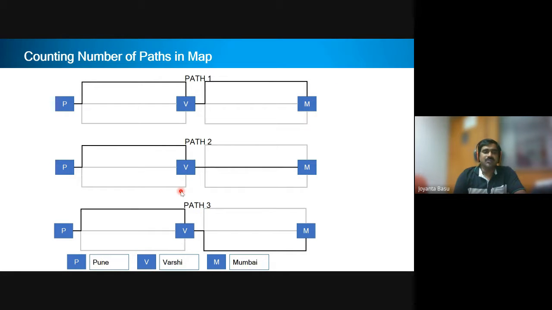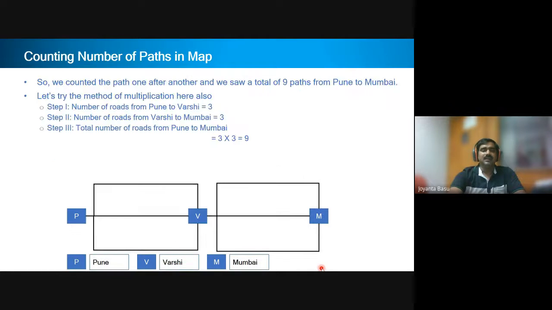So we will start counting again. From P we can use this path, this path, this path. So this is path 1, this is path 2, this may be path 3. This way we can write one by one and draw. After this step by step process and drawing, we will say there are 9 possibilities, because in step 1 the number of roads from Pune to Vasi is 3, the number of roads from Vasi to Mumbai is 3, then the total number is 3 cross 3. This is the beauty of multiplication. Here we can directly reach the total number.